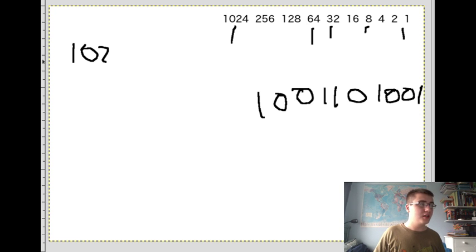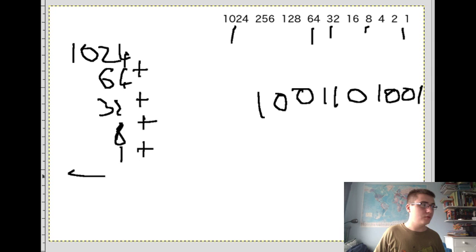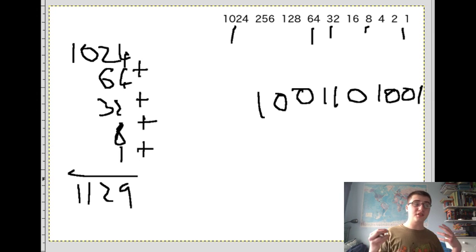So 1024 plus 64 plus 32 plus 8 plus 1. And all of that would come to 1129. So you could do that for anything. You just put them in the columns and work out how much of each one you have. So because there's a 1 in the 1 column, you know there's 1 lot of 1 in the number. But because there's a 0 in the 256 column, you know there's no 256. Okay?